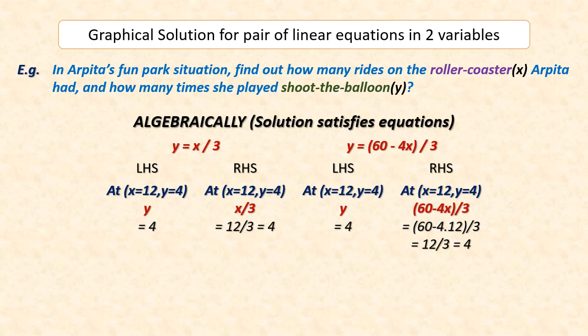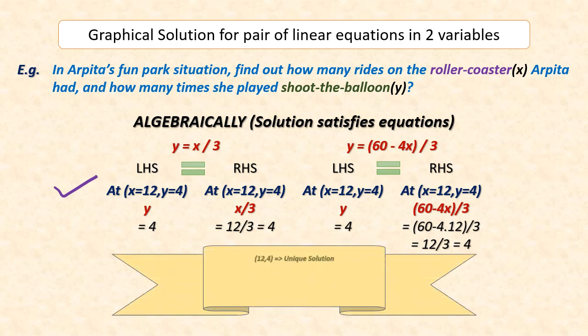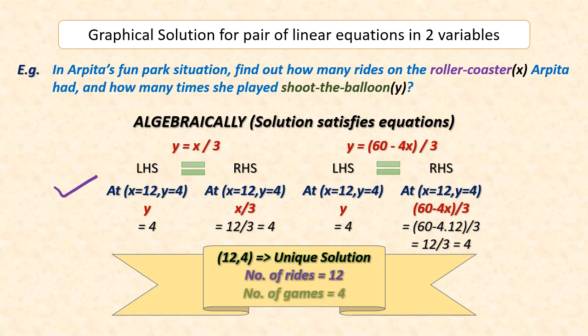Since LHS is the same as RHS in both the equations with the values of x equals 12 and y equals 4, we can say it is a solution. Also, since we have only one point that is common, we can say, in this case there is one and only one solution for the given pair of linear equations in two variables. Thus, the number of rides Arpita had on the roller coaster is 12, and the number of games of shoot the balloon she played is 4.